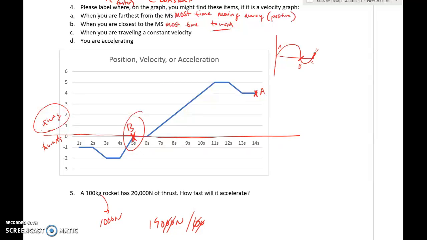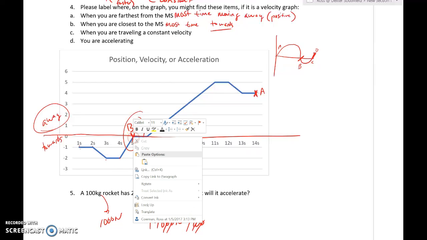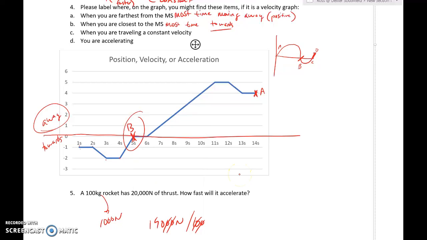When you're looking for closest, you're looking for where you spend the most time moving towards. All of your negative numbers are towards. So away, towards, and that's right here where you would cross into 0 is where you stop going towards. So that's where you could label B.